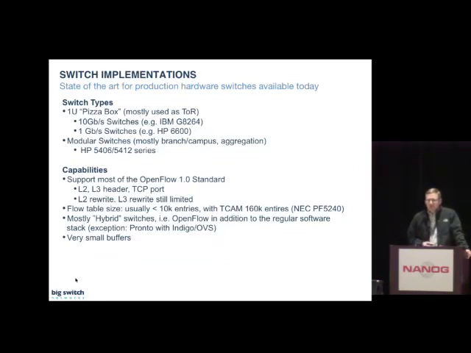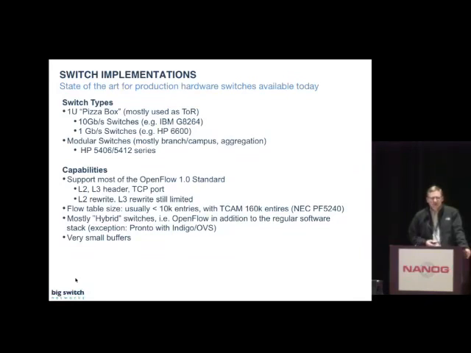In terms of capabilities, these switches typically implement most of OpenFlow 1.0 with a couple of caveats. So this means they can match on layer 2, layer 3 headers and TCP port. We have basic rewriting capabilities. They typically all support L2. L3 support is limited. Specifically, we don't have a mechanism for TTL decrement yet, which limits how useful they are for routing. And the flow table size, meaning the number of OpenFlow rules you can actually put in one of these switches, is typically less than 10K entries.